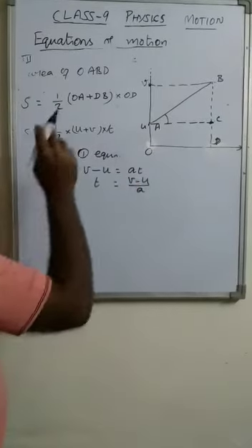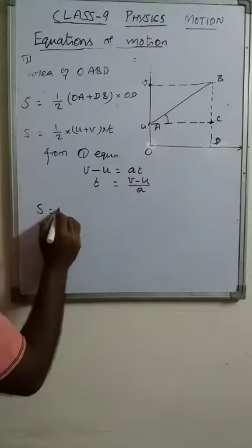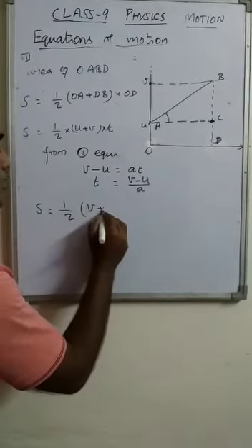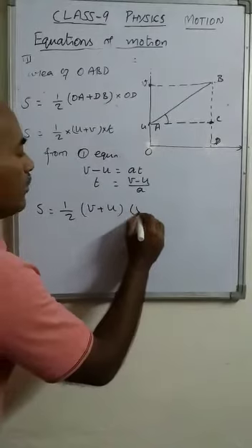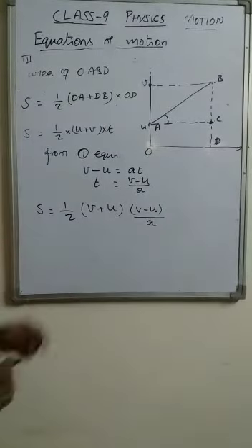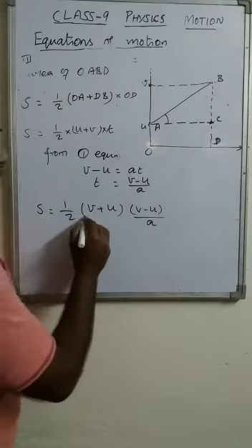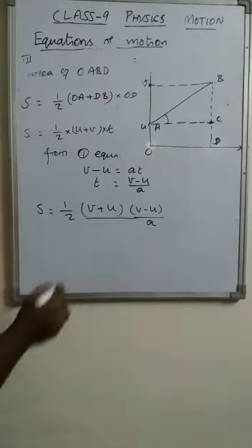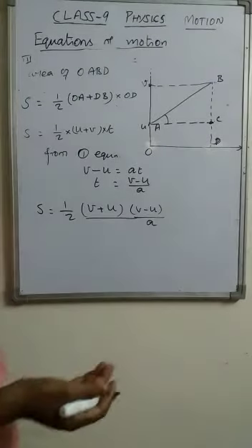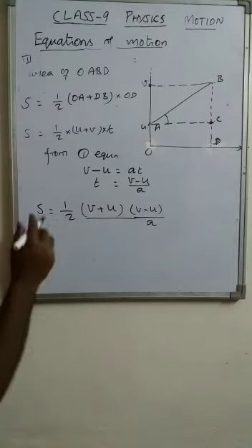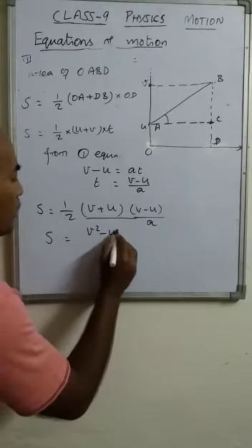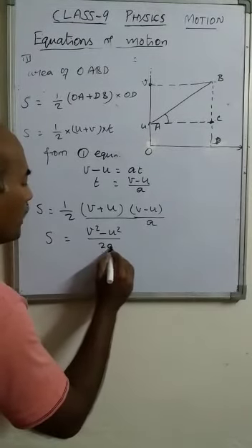If you put this value here, S is equal to half, U plus V can be written as V plus U, and here it is (V minus U) upon A. Now you see, here we have the multiplication, you can extend to the fraction. So this comes (V plus U) into (V minus U). (A plus B) into (A minus B) is A square minus B square. So we get S is equal to (V square minus U square) upon 2A.